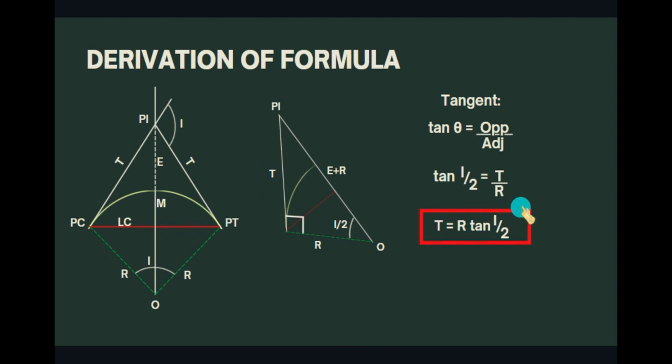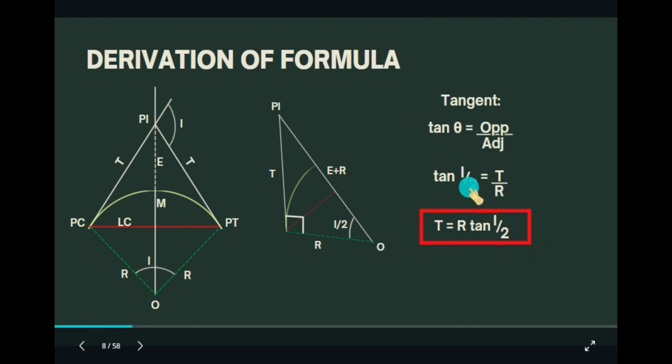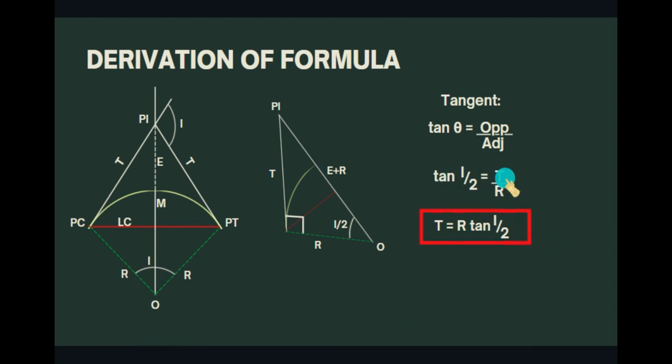So therefore, we can just transpose this formula. We gain this equation: T equals R tan I over 2. So that is our first formula.